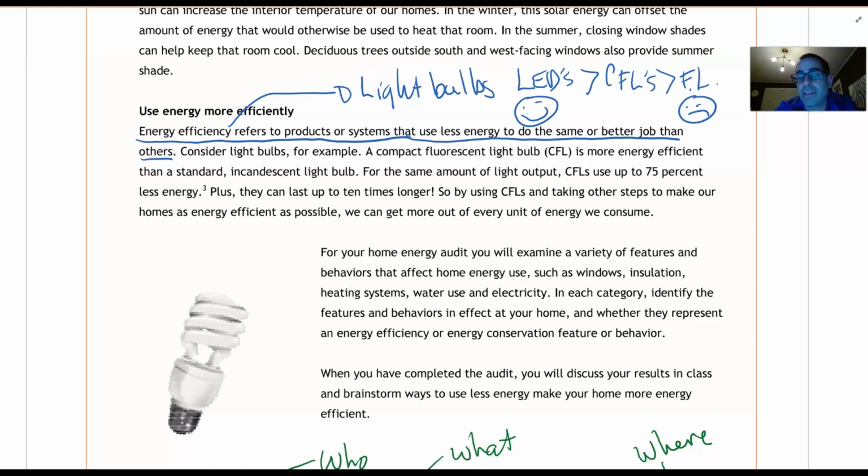put LEDs in. And LEDs are now getting cheaper and cheaper. And LEDs last a lot longer than CFLs as well. They can last up to 10 times longer. LEDs last way longer than CFLs even. So by using CFLs or LEDs and taking other steps to make your homes as energy efficient as possible, we can get more out of every unit of energy we consume.